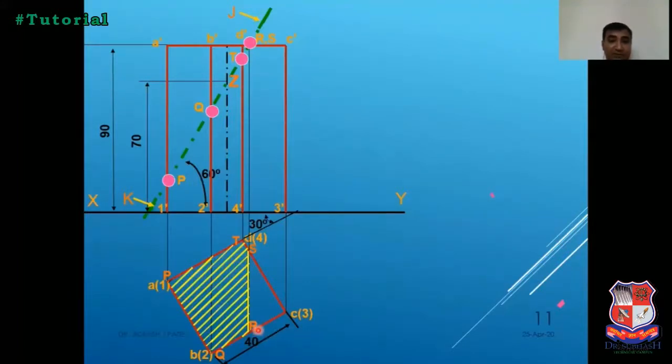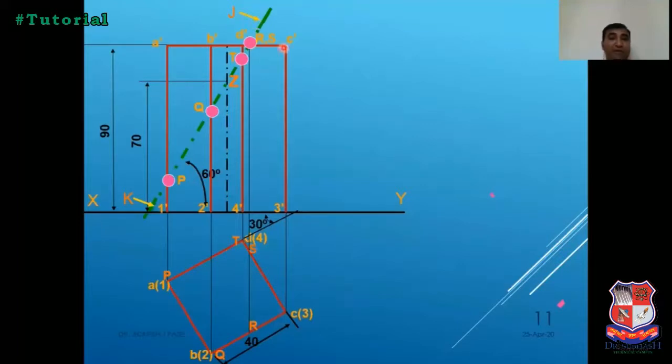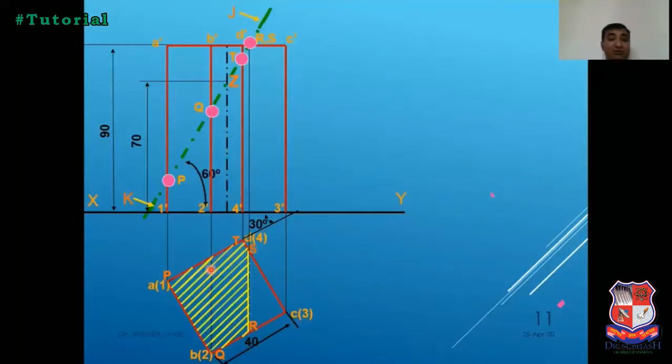Okay, and point S is between C and D. Similarly, here you can see it's between C and D. So point S will be here. Similarly, point T is on D dash 4 dash. So point T will be here, right? So this portion is known as the sectional top view. It's a sectional top view.